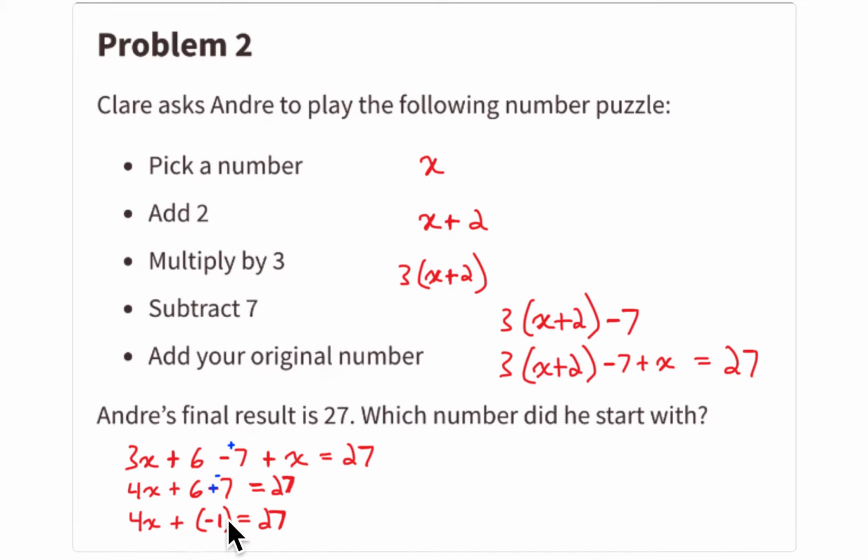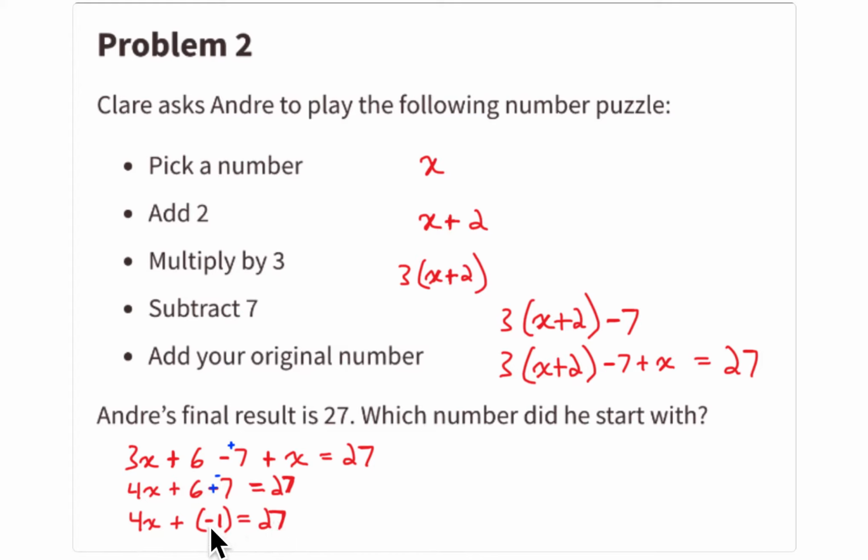And 4x plus a negative 1. Remember, this is subtracting a positive 7, so that's the same as adding a negative 7. You're going to use the inverse operation and use the additive inverse. The inverse operation is addition. The additive inverse is a negative 7. So this is the same thing, but it's just easier for me anyway to add 6 plus a negative 7 in the middle of this. So I'm going to add negative 1, and that equals 4x plus a negative 1 equals 27.